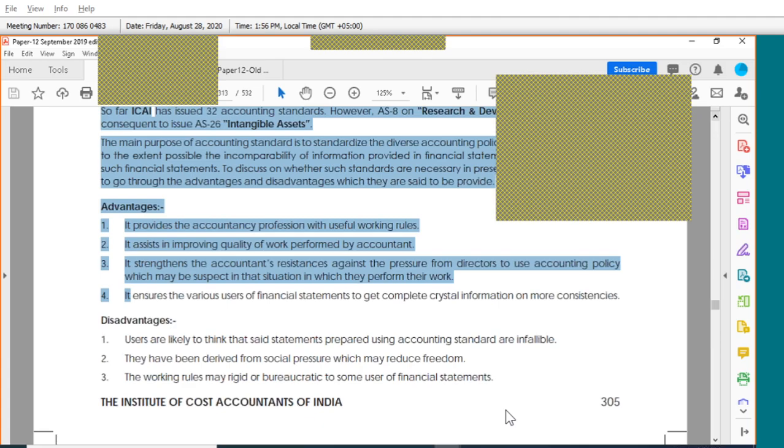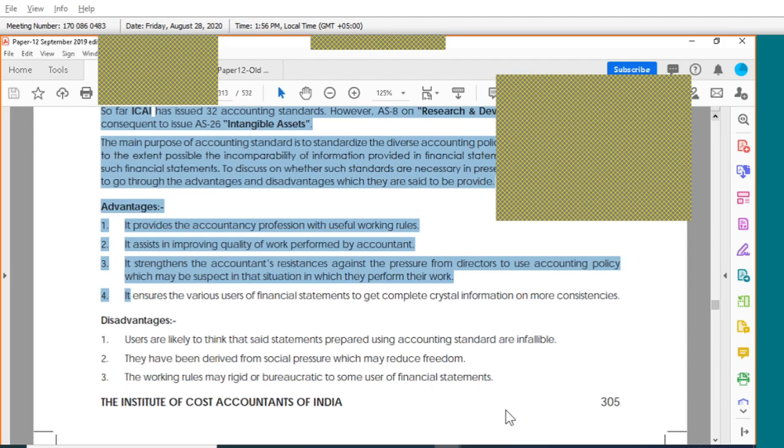What is the first point under this disadvantage? Users are likely to think that statements prepared using accounting standards are infallible. What is the meaning?